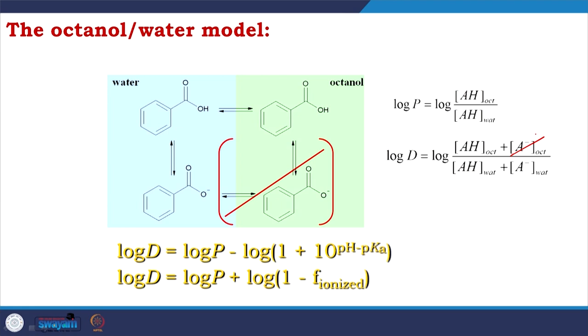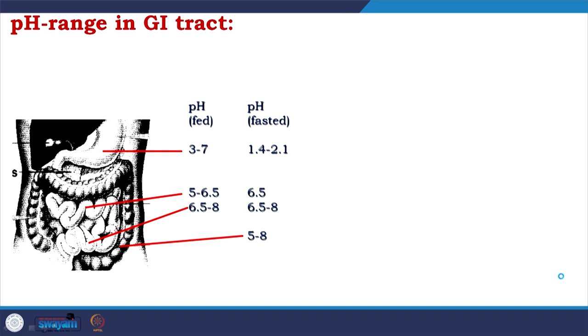So, now log D equals log P minus log of 1 plus 10 to the power pH minus pKa, which is log P plus log of 1 minus F ionized, which means that there is a dependence on pH. So, the value of log D, the distribution coefficient, would depend on the pH. And now you understand that there is a dependence on pH, so you have to look at the system and determine the pH. So, it now becomes apparently important to see the pH range in the GI tract.